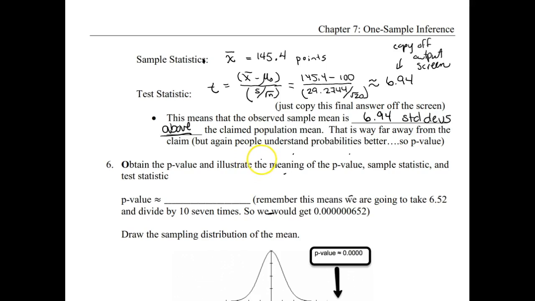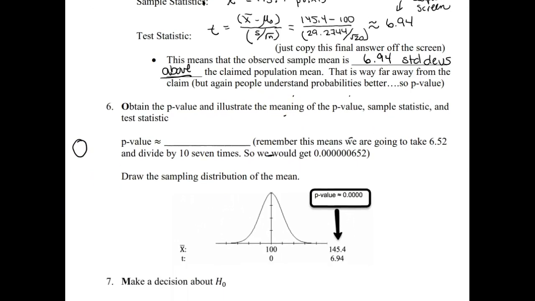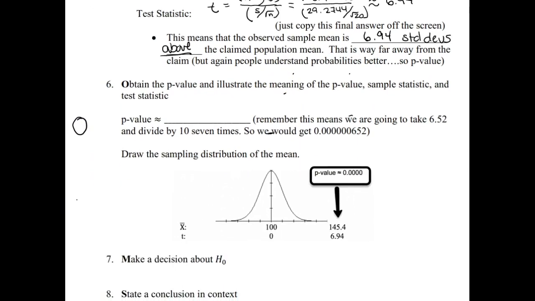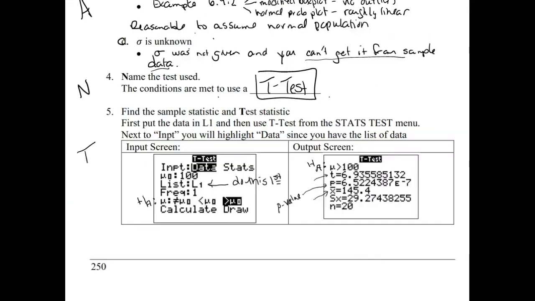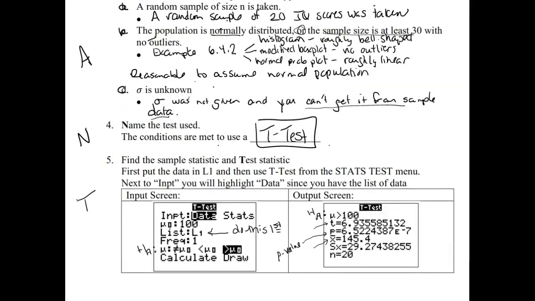But again, people understand probabilities much better, so we're going to look at a p-value. So again, the next letter in PHANTOMS is O for obtain a p-value. And again, we're going to draw a picture to try to make sense out of all of these numbers. So if we go back to that view screen, our p-value here starts out 6.52. But p in p-value stands for probability, which means it's a number between 0 and 1. So it can't be 6.52.